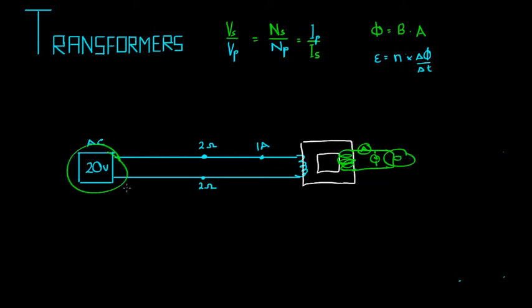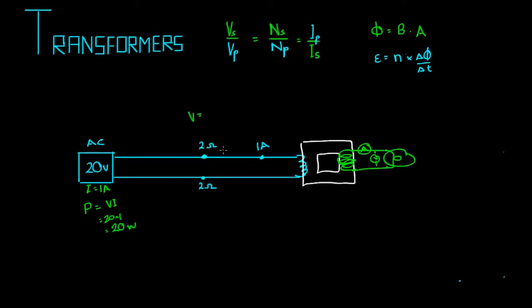So we start off with 20 volts and we're going at 1 amp. So the power being generated to the entire system over here is equal to the power generated here. And that's equal to VI, which is 20 times 1, 20 watts. Let's find out how many volts are lost over here.